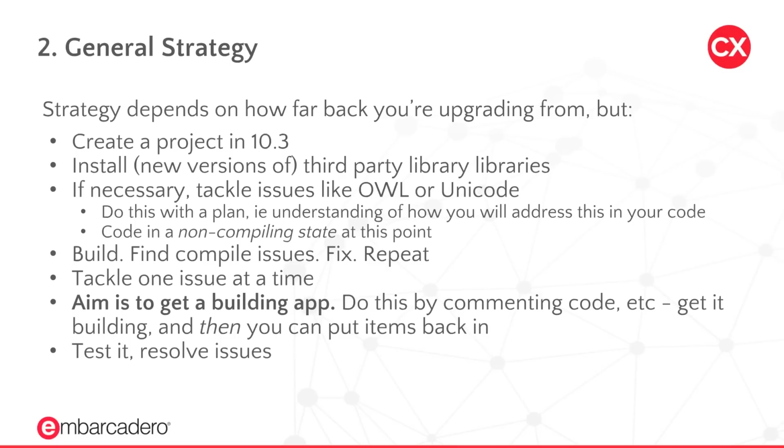Your aim is to get something that builds, and then once you have something that builds and that you can debug, you can start undoing all the things that you did to get the app just at that building state. And of course, once you have it building, once you have it running, you can test it and then resolve issues. That's a rough approach. Create a project in 10.3, tackle one issue at a time, and then when you're doing that, just get the app to a building state.